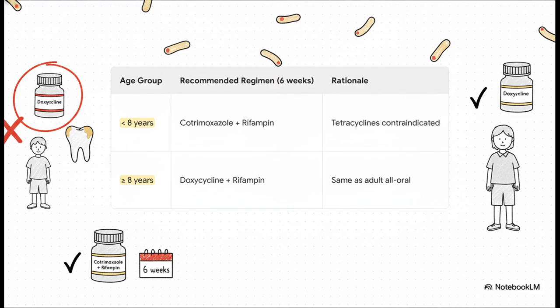Treating kids is a whole different ballgame. The dividing line is age 8. If a child is under 8, you absolutely cannot use doxycycline because of the risk of staining their developing teeth. So for the little ones, the go-to regimen is cotrimoxazole plus rifampin for 6 weeks. Once they hit 8 years old, they're generally good to go with the same all-oral regimen as adults.